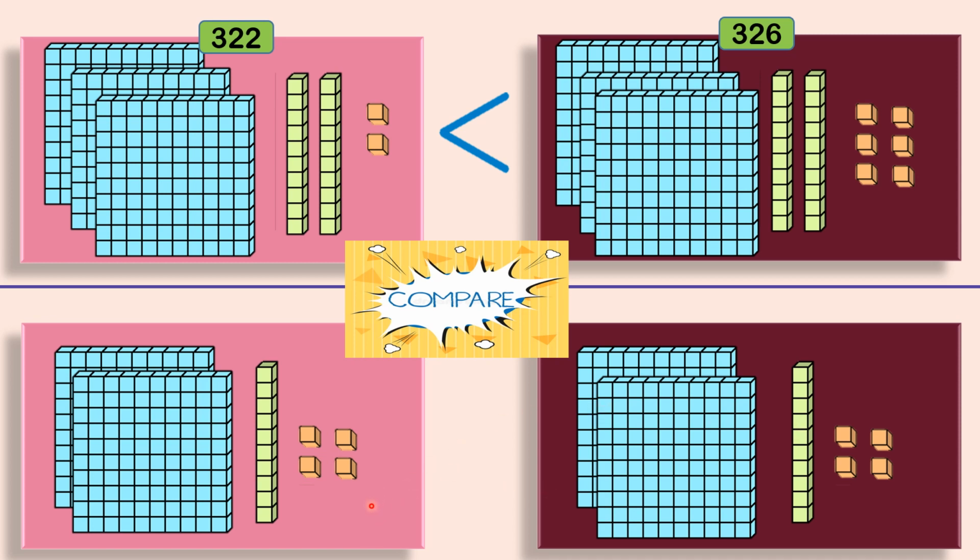Both are same, right? Exactly the same picture. That means they are equal. When the hundreds blocks, tens blocks and the loose ones are same, that means both are equal. So let's write the number for this. The number is 2 hundreds, 1 ten and 4 ones, and the number for this is 2 hundreds, 1 ten and 4 ones. 214 is equal to 214.